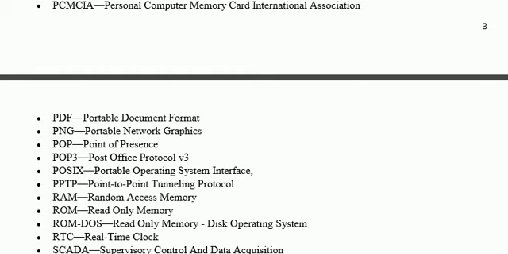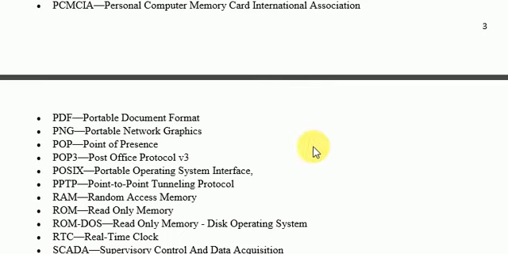Volatile memory is a memory where, whenever we turn off our power supply, the data will be lost. And if we consider ROM, it's a read-only memory. Here we can say whenever we turn off the power supply, data does not get lost. That's why it's a read-only memory. It's a non-volatile memory. Then ROM-DOS, read-only memory disk operating system.